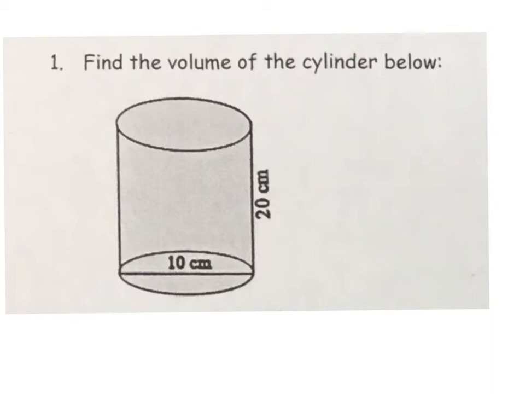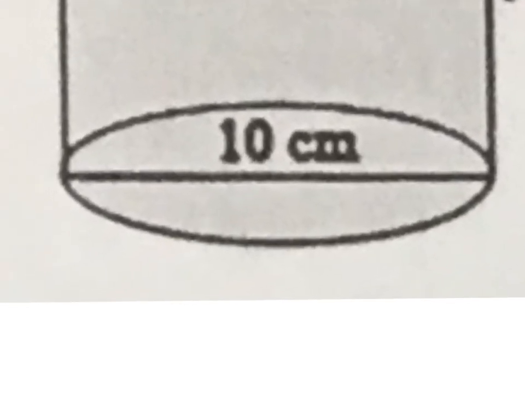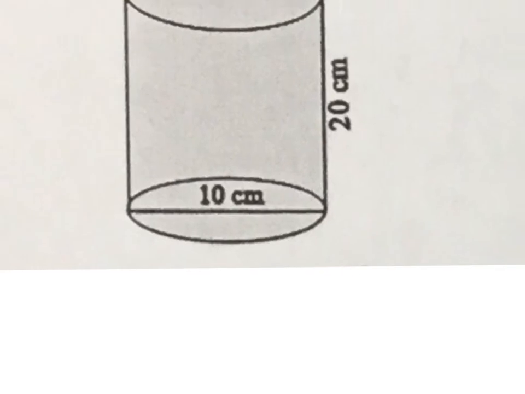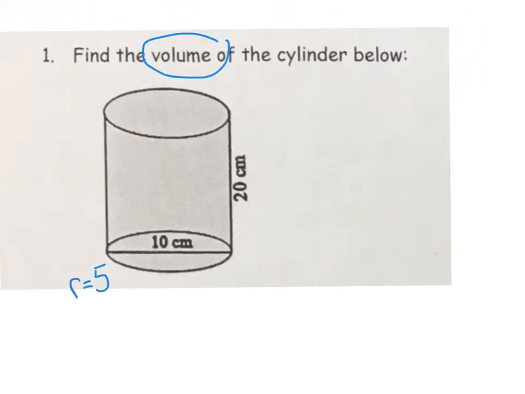Okay, so number 1 says to find the volume of the cylinder below. So we're looking for volume. First things first, I look at my area, my base, which is a circle, and I notice that the across is 10. So I need to have the radius of that. So the radius of this cylinder is going to be 5, because 10 goes all the way across, we need the radius, which is 5.